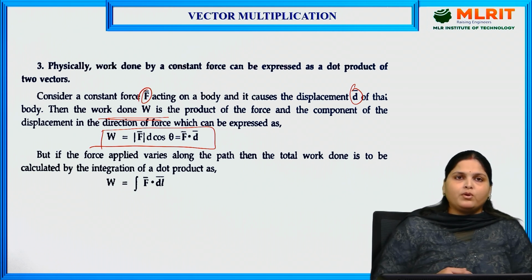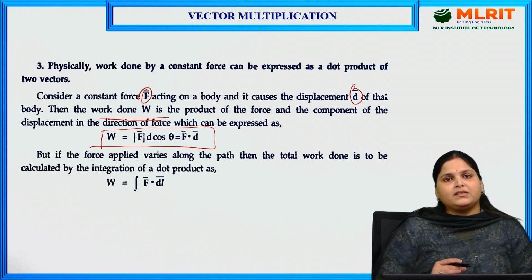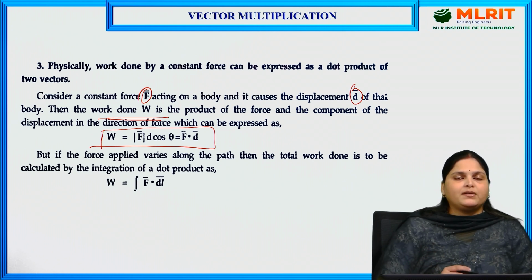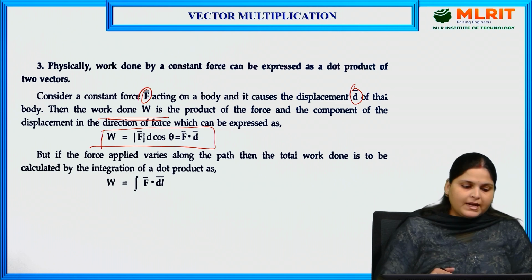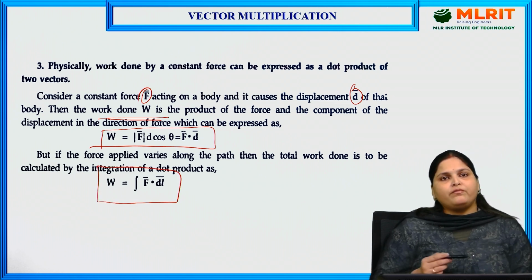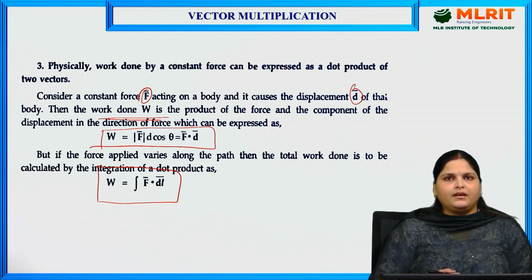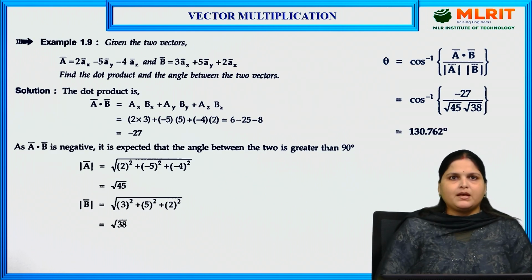But if the force applied is varying along the path, then the total work done is to be calculated by the integration of the dot product, and in that case we can write the formula W = integration of F dot dl, right? Now let's take one example.